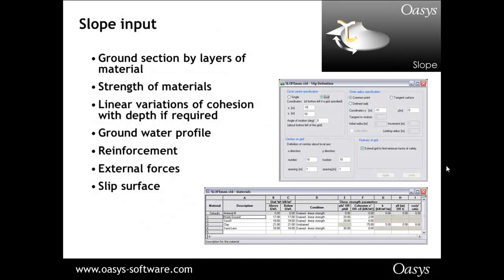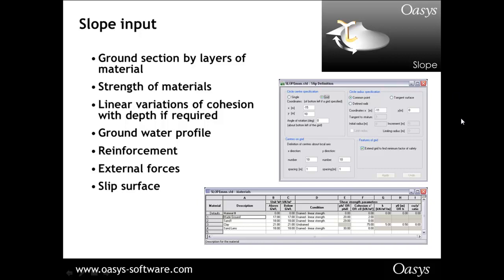It is important to understand the slope inputs because that gives you an idea of how the program works, and we're going to really familiarize you with this in the run-through. But very briefly, you need to give information about ground sections by layer of materials. So what you do is you type in the strata, you type in the material properties such as the variation of cohesion or the strength of materials. You give information about the groundwater profile, reinforcement. You can put external forces. It can be horizontal or vertical or tangential. And you need to put information about the slip surface in.